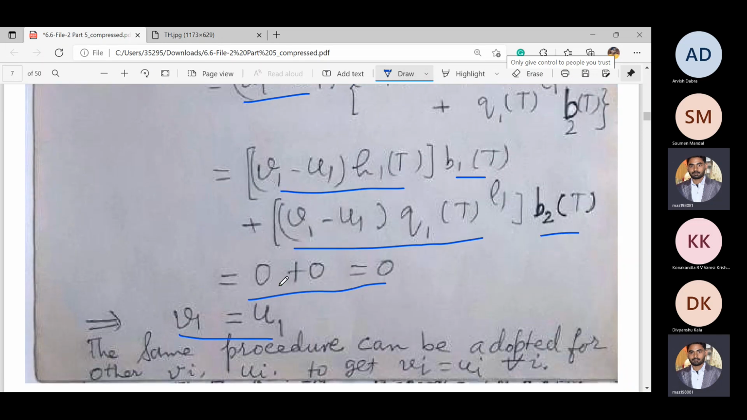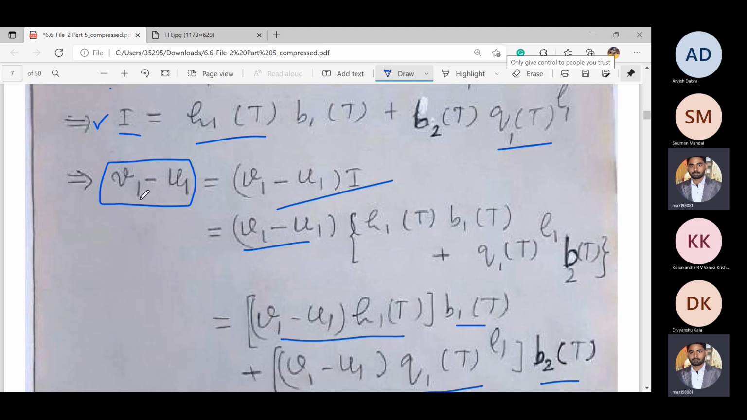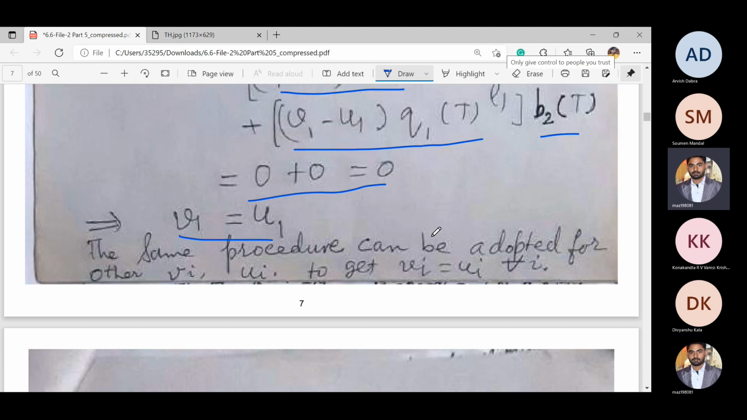We can similarly do this for the others, meaning for V2 minus U2, we take H2 and Q2 in a similar way. And so we get Vi equals Ui for all i. So this implies that V can be written as a sum of elements of the Vi's in a unique way. So this implies that this is a direct sum, meaning V is the direct sum of the Vi's. So any doubt, anyone here? Any doubt?